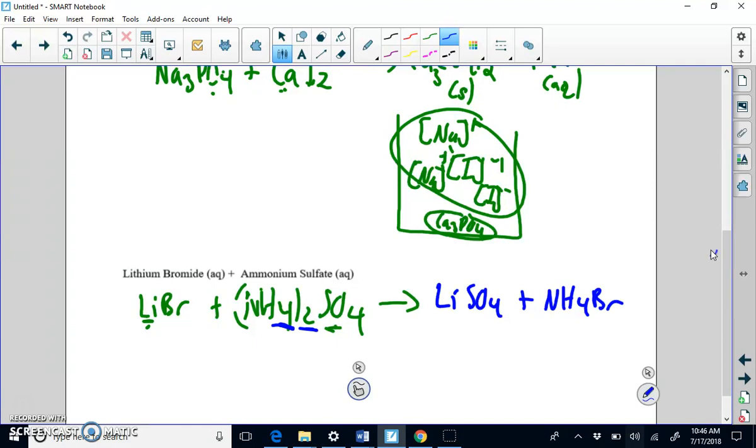Okay, so now we need to check the formulas. So this is +1, you've got to memorize that. Sulfate is -2. Crisscross, so we need a 2 here. This is +1, that's -1. So everything's good.